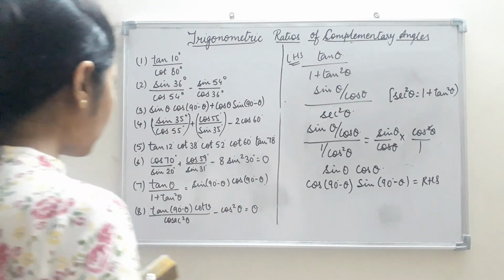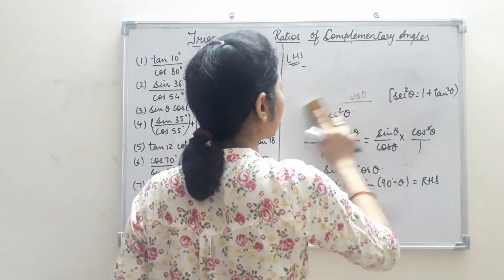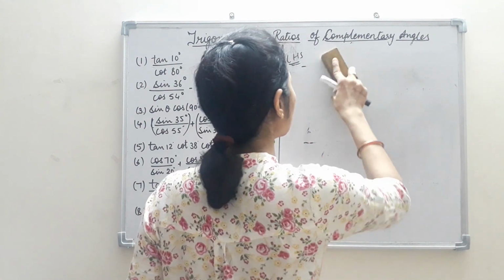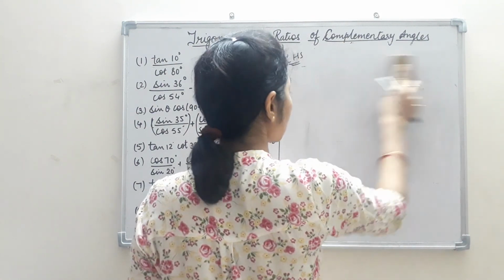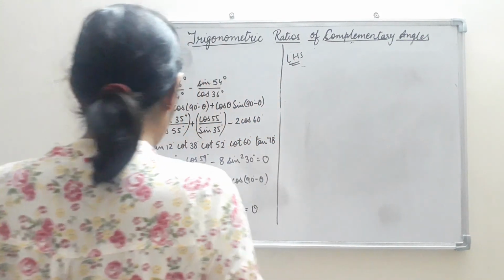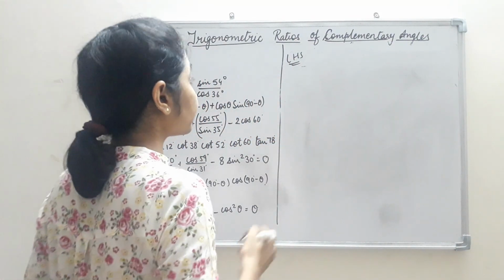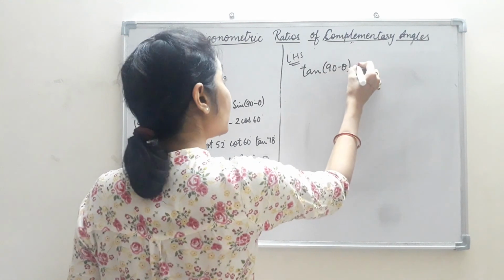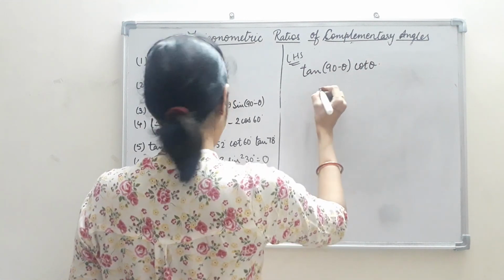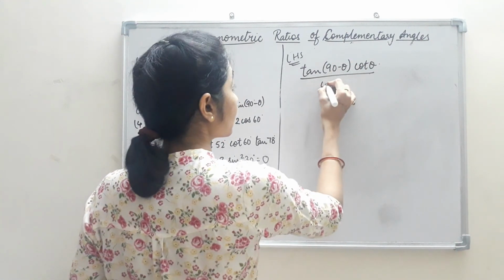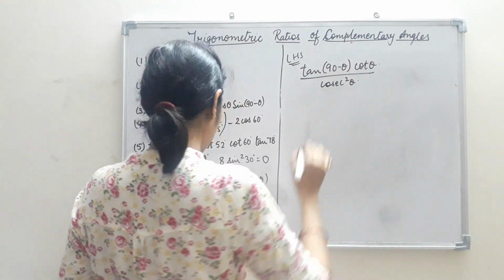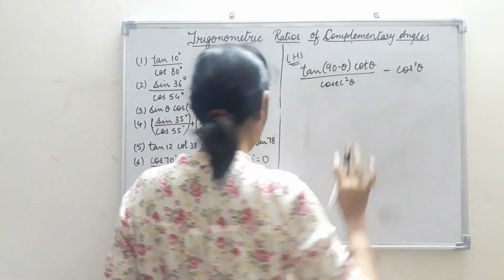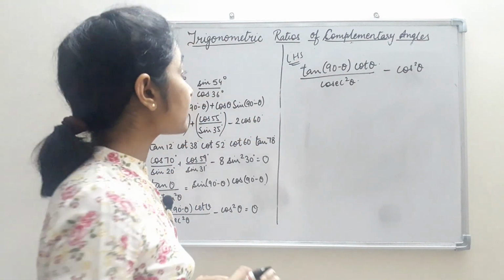Now coming on to our last question. There also we are supposed to prove. So we will start with LHS and prove it as equal to RHS. Let's see there what is the question. Tan 90 minus theta into cot theta upon cosec square theta minus cos square theta. We are supposed to prove it as equal to 0. Our value should come as equal to 0. Let us see how it happens.